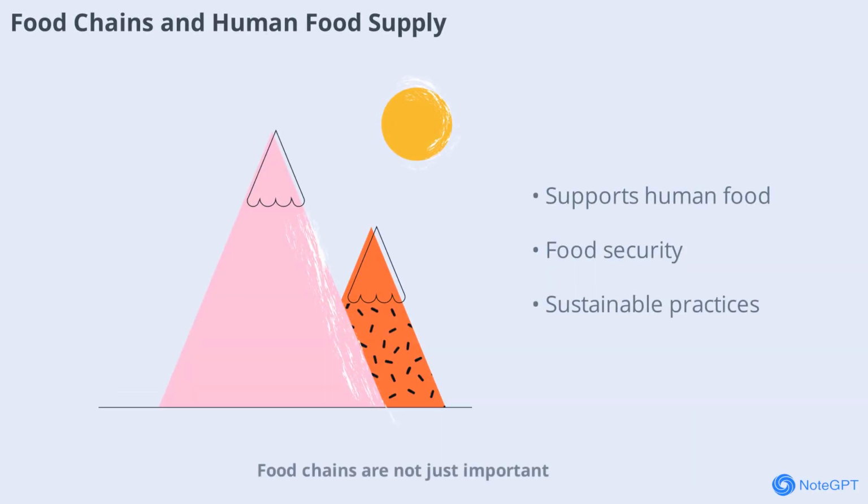Food chains are not just important for wildlife, they also support human food supplies. Crops, livestock, and fisheries all depend on healthy food chains. Disruptions can affect food security and nutrition for people around the world. Sustainable practices help ensure that food chains remain strong for future generations.